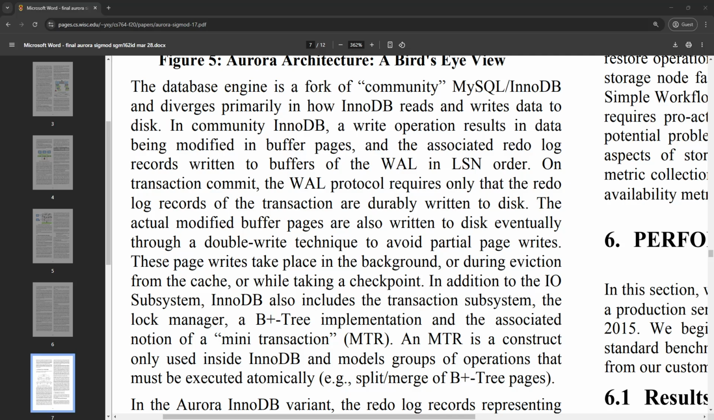The database engine is a fork of community MySQL/InnoDB, and it diverges primarily in how InnoDB reads and writes data to disk. In community InnoDB, a write operation results in data being modified in buffer pages and the associated redo log records written to buffers of the write-ahead log in LSN order. On transaction commit, the write-ahead log protocol requires only that the redo log records of the transaction are durably written to disk.